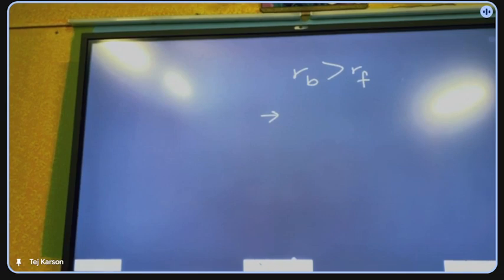Next point. Therefore, I mean third point. After a certain time interval, RF equals RB, open brackets, equilibrium. That's all. That concept is done. Next heading. Law of mass action.